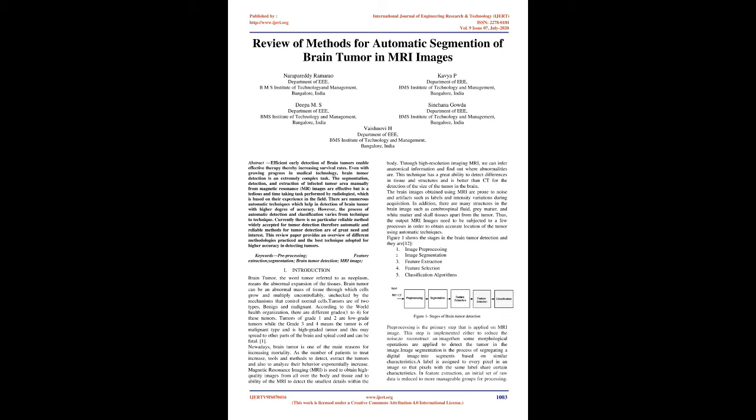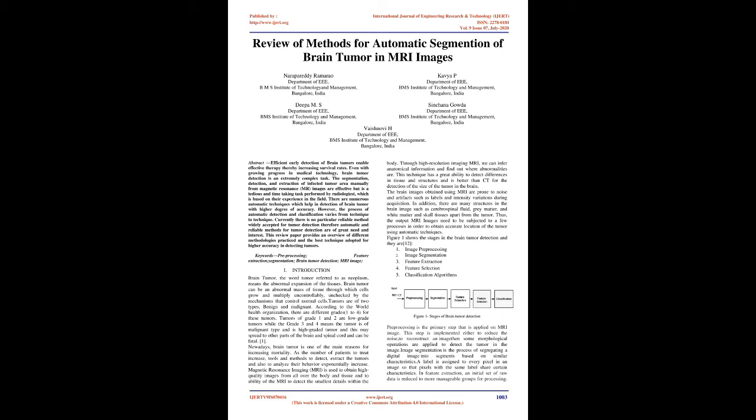Introduction. Brain tumor, the word tumor referred to as neoplasm, means the abnormal expansion of the tissues. Brain tumor can be an abnormal mass of tissue through which cells grow and multiply uncontrollably, unchecked by the mechanisms that control normal cells. Tumors are of two types, benign and malignant. According to the World Health Organization, there are different grades, 1 to 4, for these tumors. Tumors of grade 1 and 2 are low-grade tumors, while grade 3 and 4 means the tumor is of malignant type and is high-graded, and this may spread to other parts of the brain and spinal cord and can be fatal.